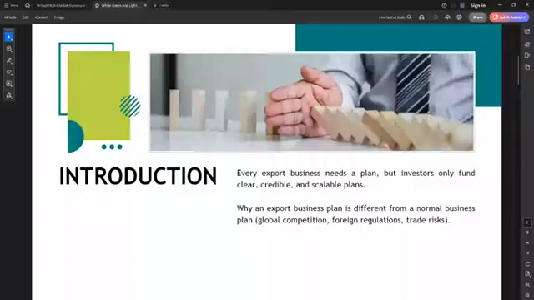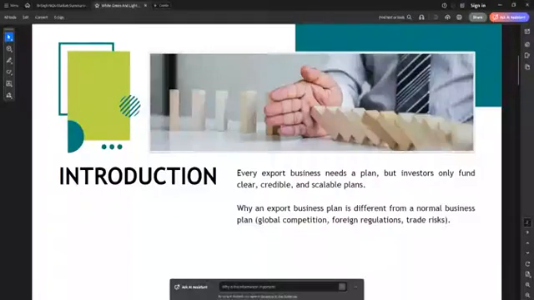In an export business plan, you are looking at global competition, foreign regulations, trade risks, the target market, the international market that you are looking at, and the breakdown of the commodities or products that you want to export. What makes it acceptable in the importing country, the target market that you are looking at? All these also matter when you are creating your export business plan.